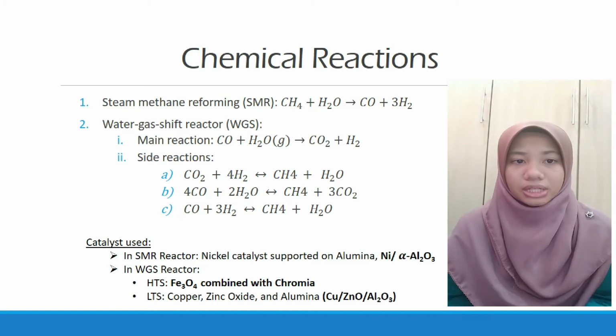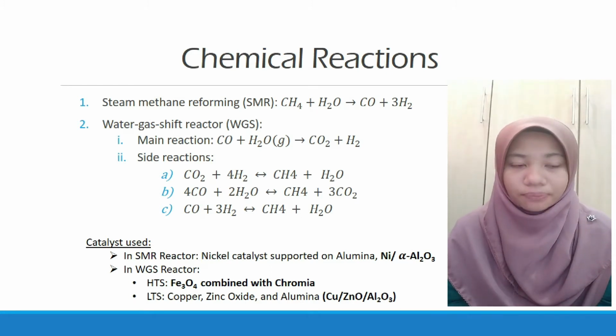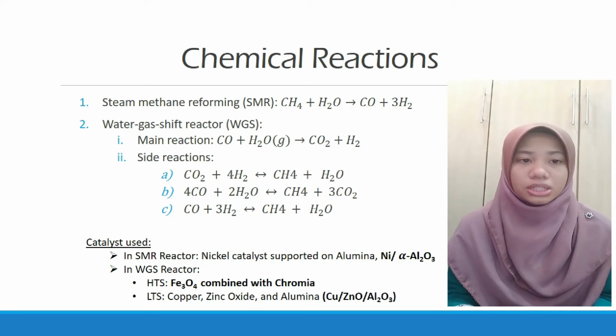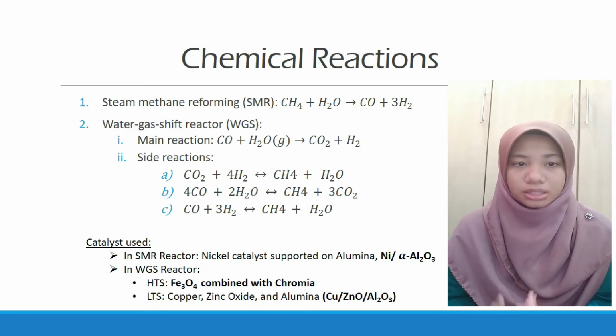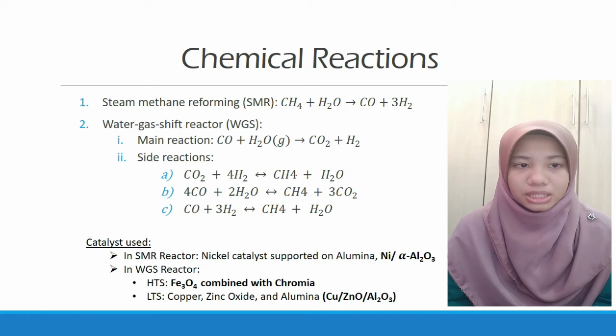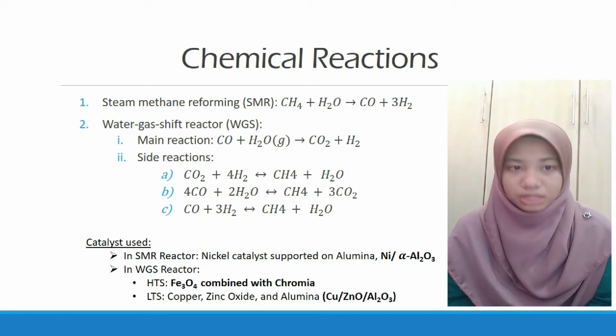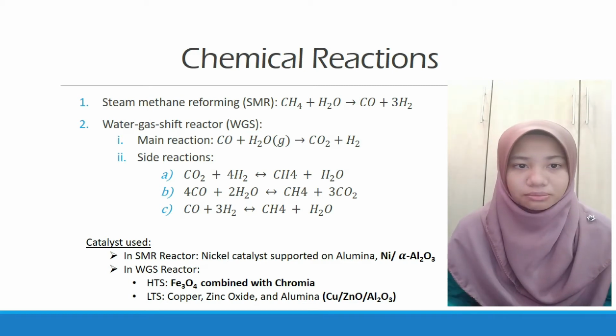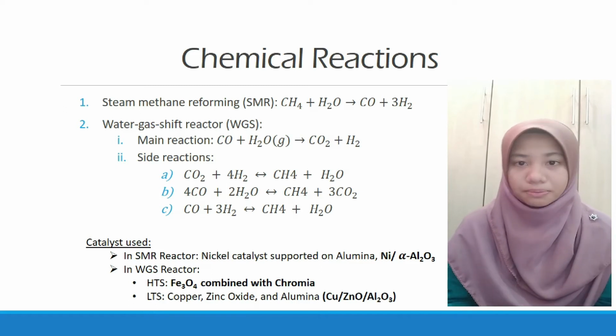For high temperature shift operation, the catalyst is typically a combination of ferrous oxide, Fe3O4, combined with chromia, which minimizes the catalyst sintering. And a typical low temperature shift catalyst is used to remove carbon monoxide, and the catalyst is composed of copper, zinc oxide, and alumina. Copper, the active species, remains active at temperatures as low as 200 degrees C. The zinc oxide provides some protection of the copper from sulfur poisoning by reaction with absorbed sulfur compounds while acting partially as a support for the copper.